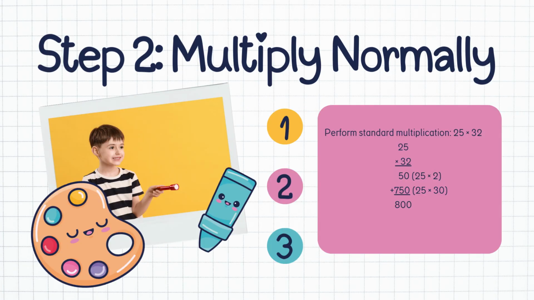But it's time to multiply. 25 times 32 using the standard multiplication method you learned before. First, multiply 25 by 2, which gives us 50. Write that down. Next, multiply 25 by 30, which gives us 750. Write that on the next line. Now, add them together. 50 plus 750 equals 800. Great job.